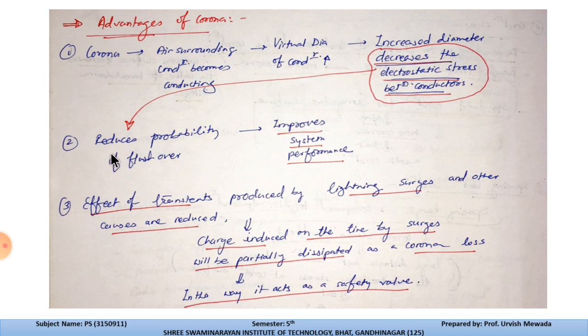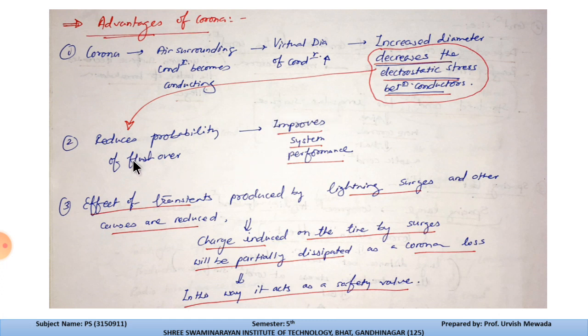As the virtual diameter of the conductor increases, that reduces the probability of flashover, and it will improve the system performance. It will reduce the stresses between conductors, so the system performance will improve.